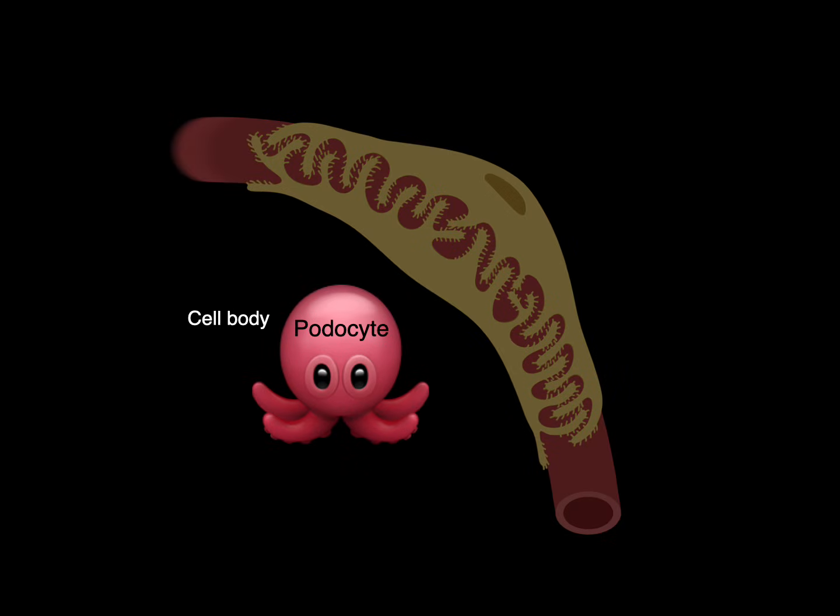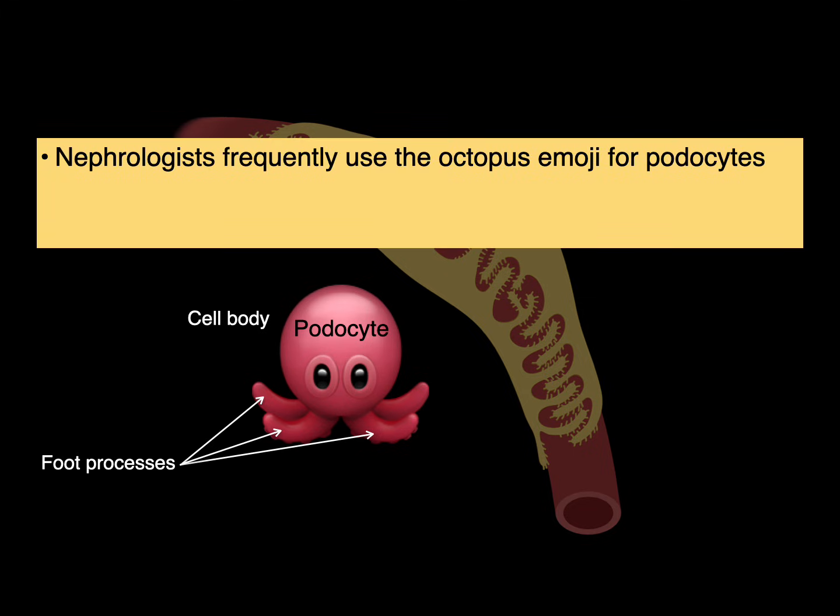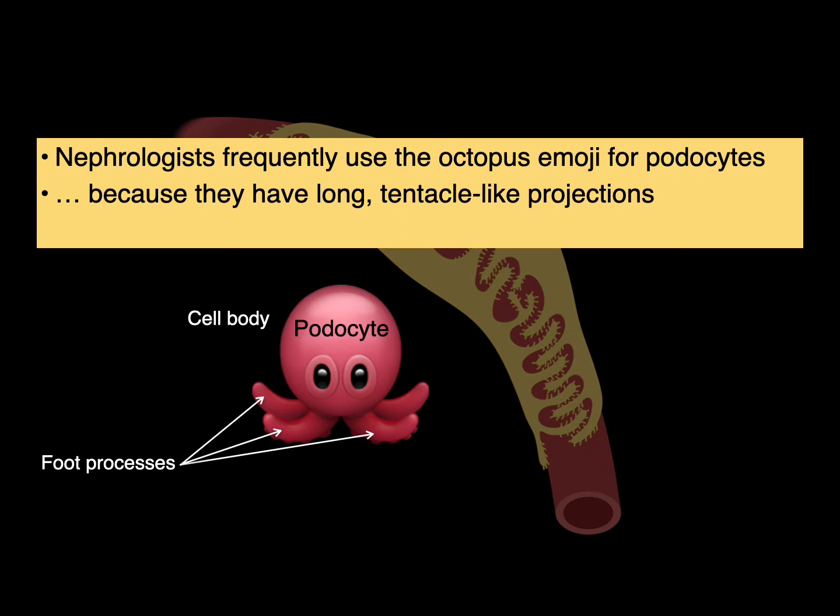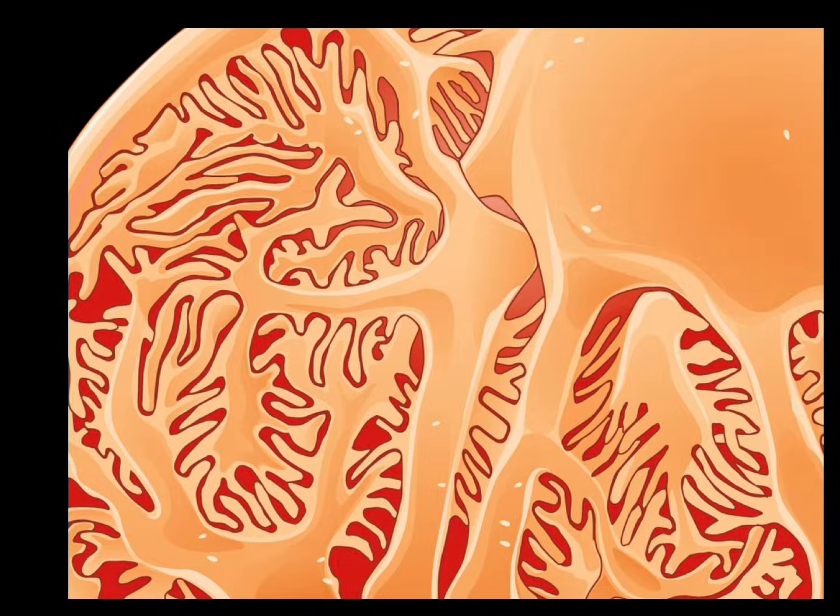This is an emoji of a podocyte. There's the cell body and there are the foot processes. And nephrologists frequently use the octopus emoji to represent the podocytes because they have these long tentacle-like projections that are like the foot processes.